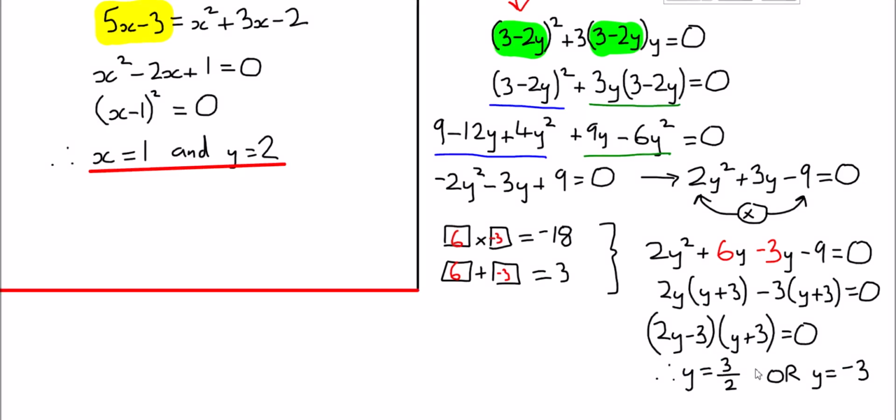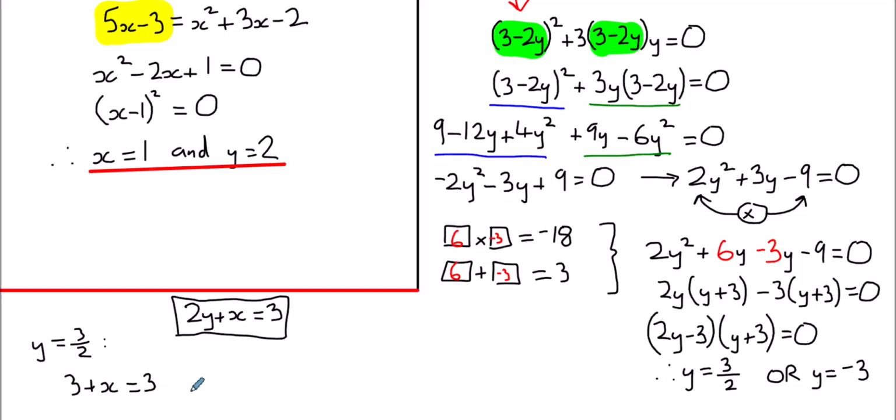Now we've got these two values for y, we can remind ourselves of the second equation of these simultaneous equations, the linear one. And that equation was that 2y plus x equals 3. So now we have these two different values for y, we can substitute these values of y into this linear equation to work out the corresponding values of x. So first of all, we can substitute in when y is 3 over 2. 2y is 3 over 2 times 2, which is 3. So we'd have 3 plus x equals 3.